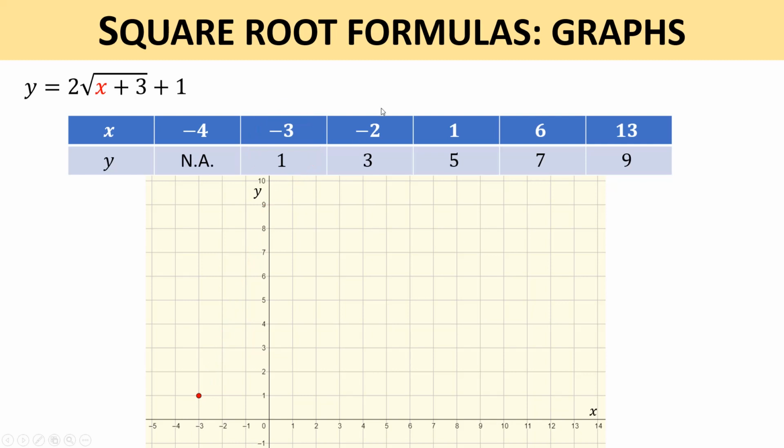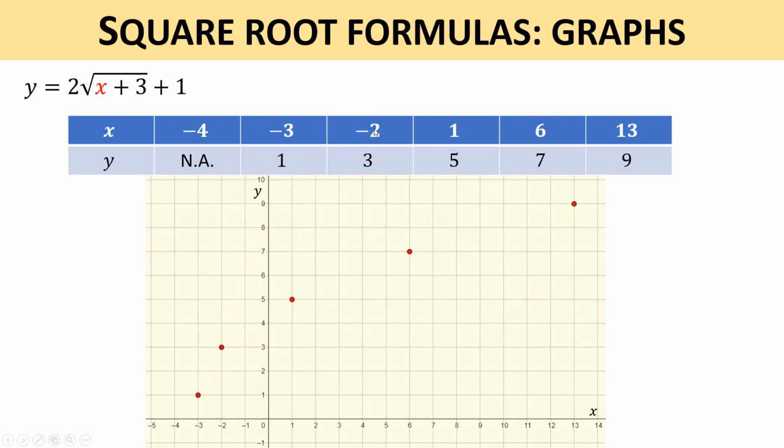We can do this for all of the points in our graph. So x is 1, y is 5; x is 6 and y is 7; and x is 13 and y is 9. And when we connect all these points with a nice curve, then we see that this curve looks like a parabola, but a parabola turned on its side.